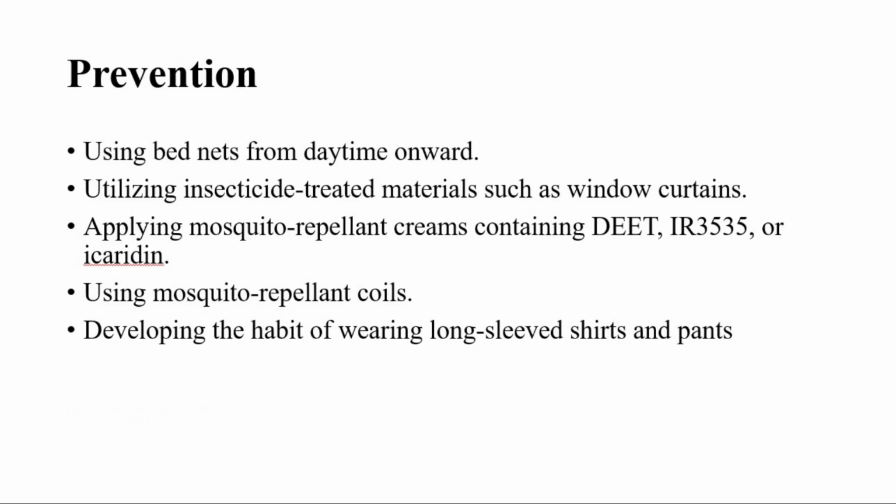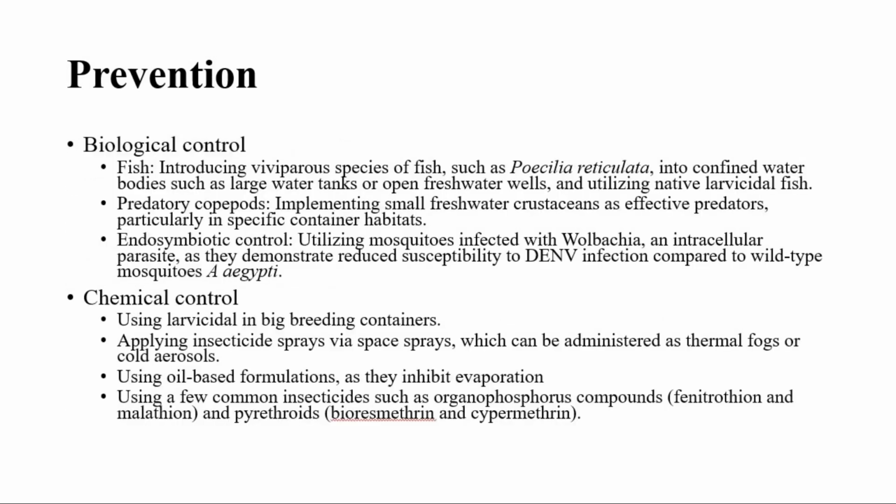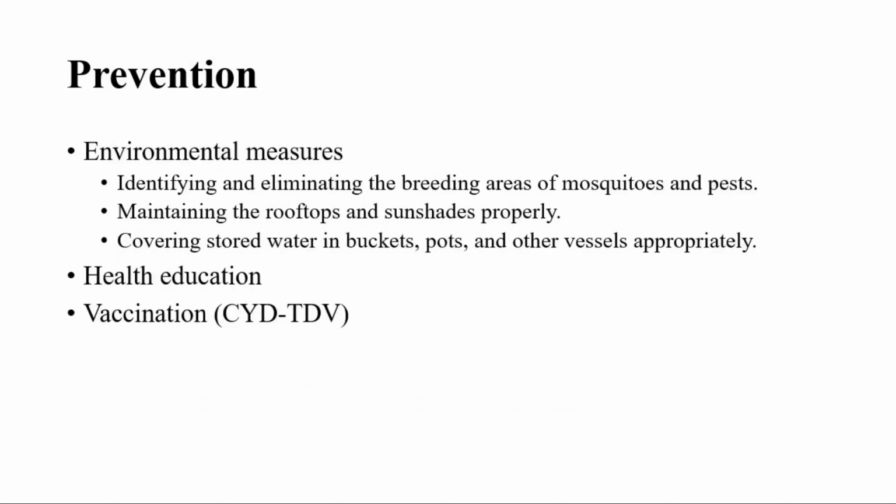For prevention, use bed nettings, insecticide-treated window curtains, mosquito repellents, and wearing long sleeves and pants, especially when going to dengue-endemic areas. Other prevention involves biological control like fish, predatory copepods, and endosymbiotic control in ponds or places with mosquito larvae. And also chemical control like using larvicidal and applying insecticide sprays. For environmental measures, always identify and eliminate breeding areas, covered stored water. Health education to the public and vaccination like TAK-003 has been trialed in some countries.